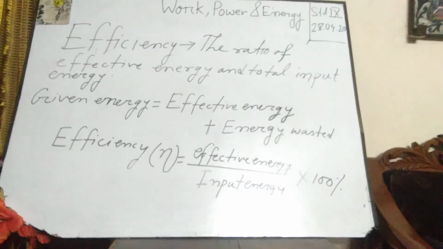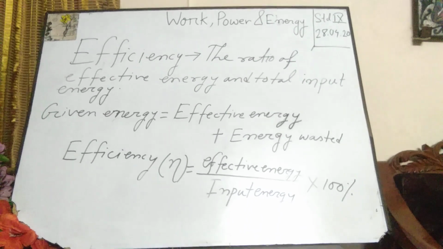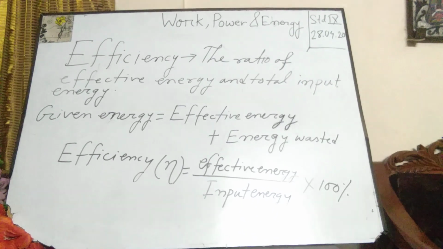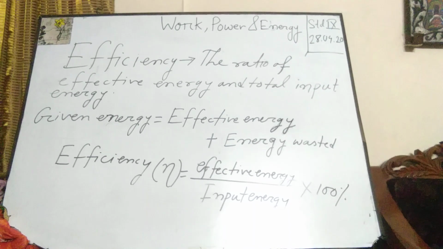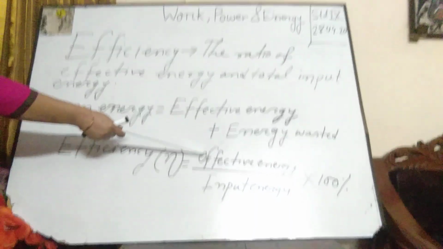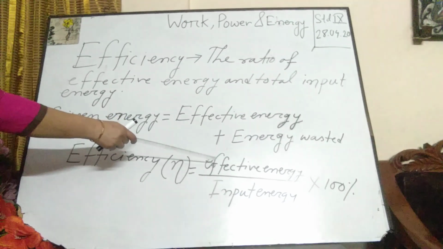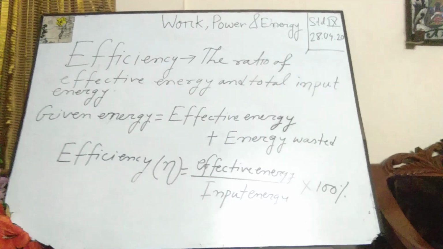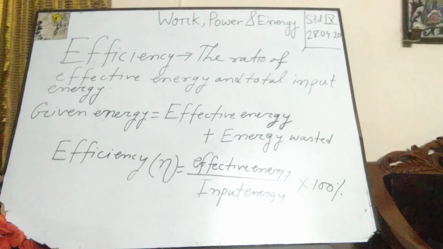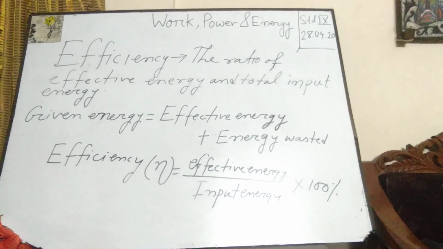Sometimes in the exam, this type of question can come: why is there no unit of efficiency? Efficiency has no unit because you can see it is the ratio of the same kind of quantity. That's why it has no unit. So you can easily write it for a 2 marks question.